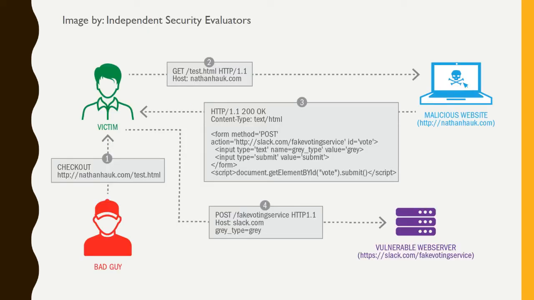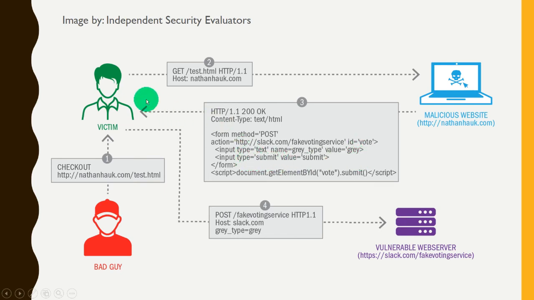Now, here's a diagram explaining it. I did not make this diagram, as you can see at the top, image by Independent Security. So you have the bad guy, he sends a URL to the victim. The victim clicks the URL and the URL comes up with a form with the method post, and it has different types. For example, gray_type equals gray. Obviously that's missing a quote, but we won't go into that.